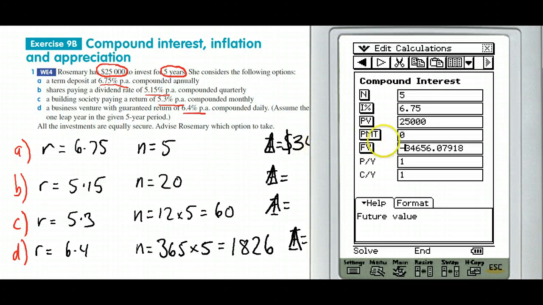Alright, for the second one, the compounding period is now 20. The interest rate is now 5.15. All of those stay. Now this time the number of installment periods per year, it's quarterly, so there's 4 per year. Number of times interest is compounded is also 4. So we change those to 4. It says it's quarterly, which means 4 times a year. Calculate the future value. It's 32,289.18.